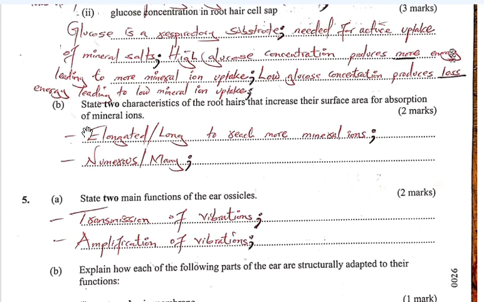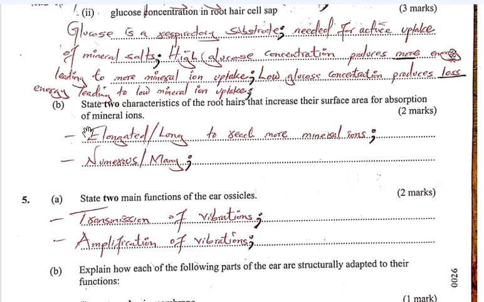Then two characteristics of root hairs that increase surface area for absorption of ions. Number one, elongated or long, and being long will increase the surface area for uptake of ions. Then apart from that, these root hairs are numerous or many to increase surface area.